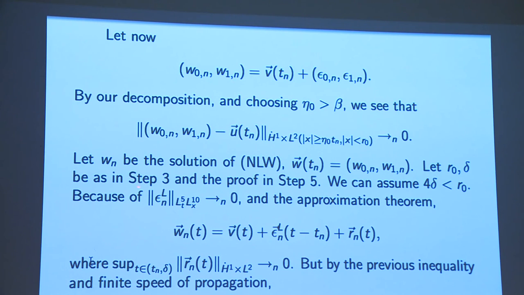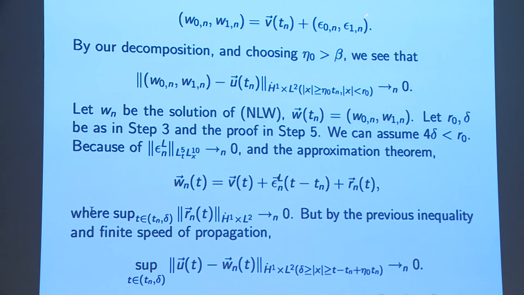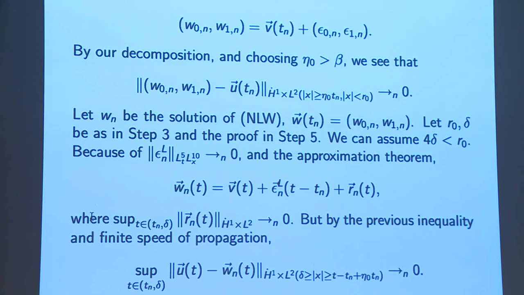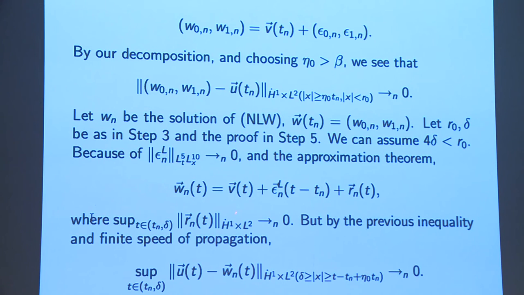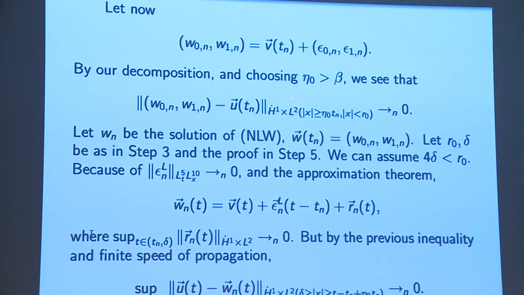And now I look at the solution of the nonlinear wave equation. These things just have to do with staying away from the other singular points, so let's ignore them. Okay? Now, we know that the dispersive norm of this is going to zero. So the approximation theorem gives us an expansion for the solution with this data. It tells us that it's V, the solution for that, plus the epsilon, the linear solution for these things, because since the dispersive norm goes to zero, the linear and the nonlinear solutions are close to each other, and an error which becomes small. Okay? And it becomes small not just in the dispersive sense, but even in the energy. Right? That's the approximation theorem.